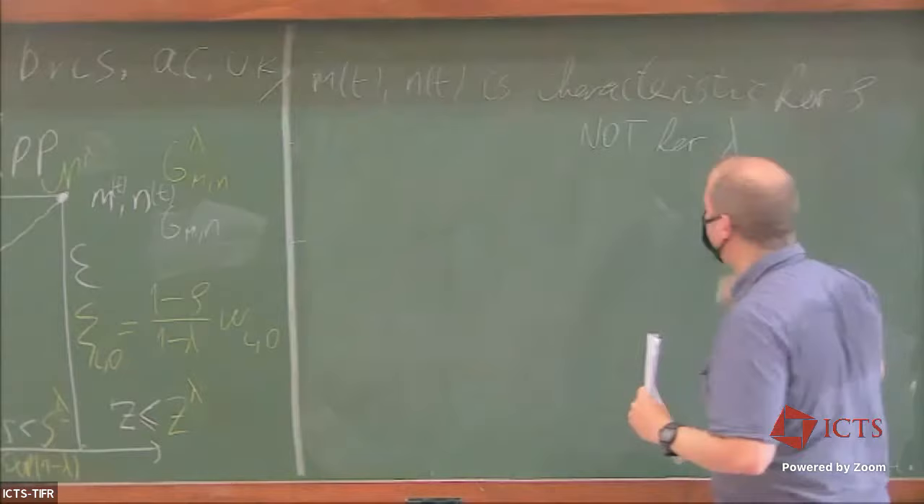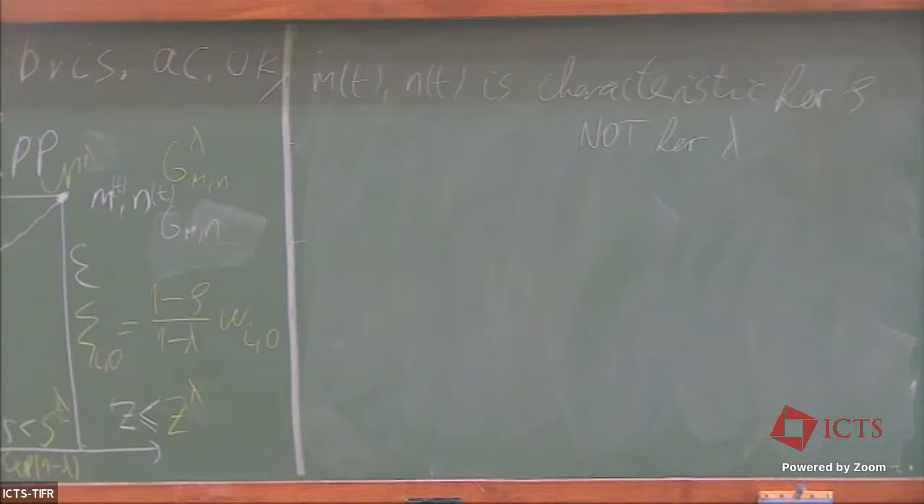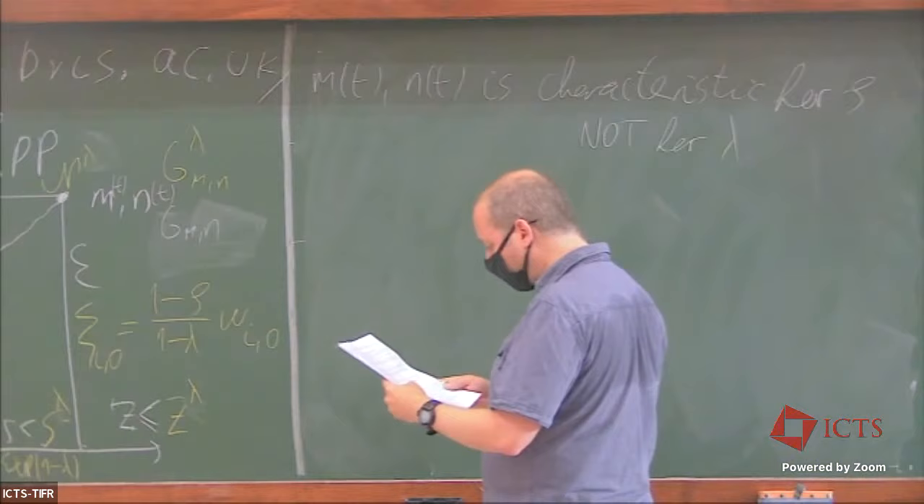It's not the right characteristic box, right? It is right for rho. Okay, now let me start again a little bit of calculation.